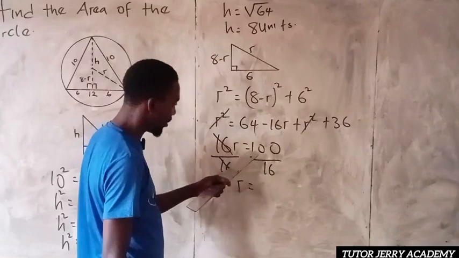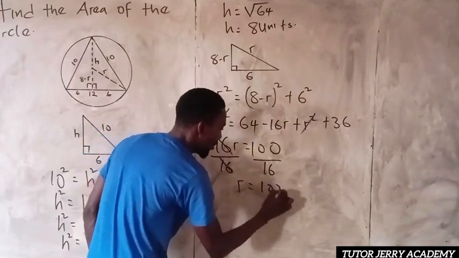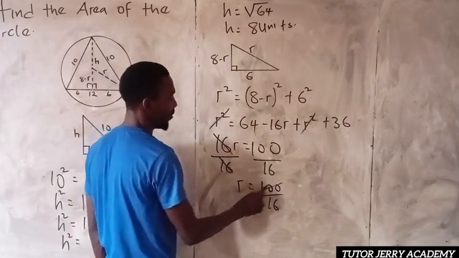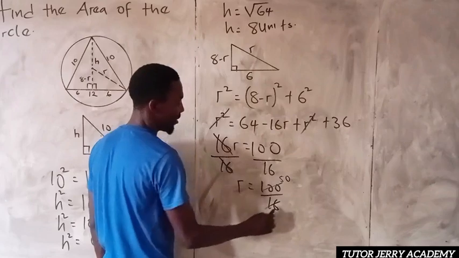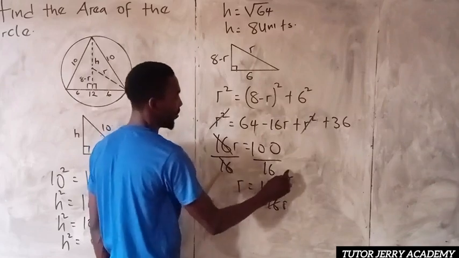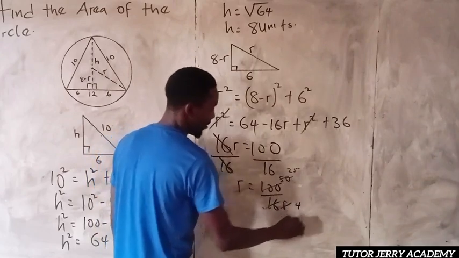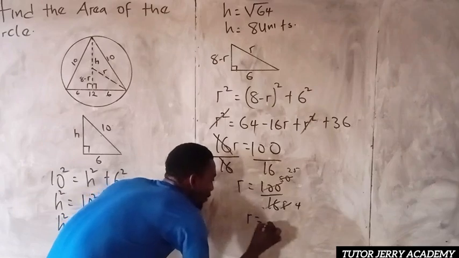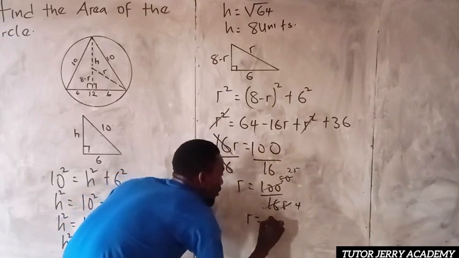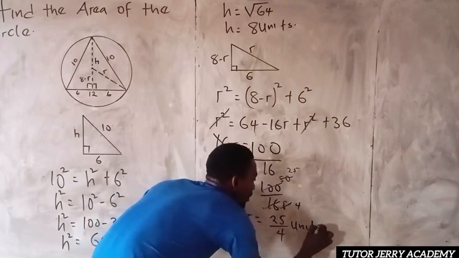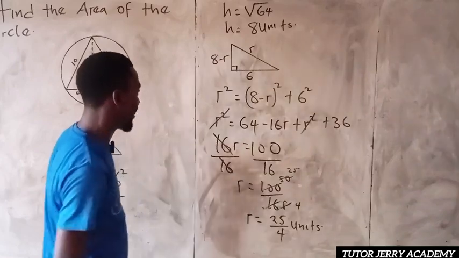I think we can still reduce this. This is 100 all over 16. So 2 in 100 is 50, 2 in 16 is 8. Again, 2 in 50 is 25, 2 in 8 is 4. So it means that our R, in the simplest form, is going to be 25 over 4 units. So now that is our radius.